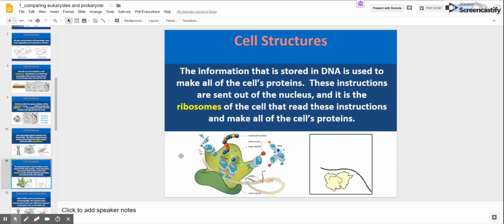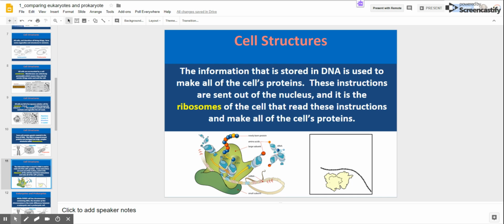All right, this information that is stored in DNA is used to make all of the cell's proteins. These instructions are sent out of the nucleus only in eukaryotic cells. Prokaryotic cells don't have nucleuses. Please make sure you know the difference. And it is the ribosome of the cell that reads these instructions and makes all of the cell's proteins. Remember, both prokaryotes and eukaryotes do have ribosomes. They both need to make protein.